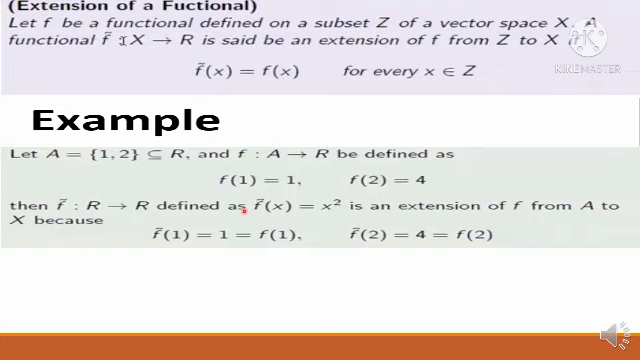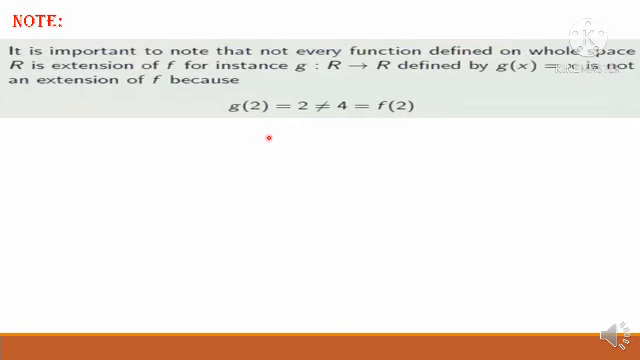Here a question arises: is every functional defined on R a linear extension of f? The answer is no. Here is an example. Here you see g from R to R defined by g of x is equal to x. Here g of x is defined on R, but still it is not a linear extension of f, because if we find the value of g on 2, it is equal to 2, and the value of f on 2 is equal to 4, which is not equal to 2, so g is not a linear extension of f.